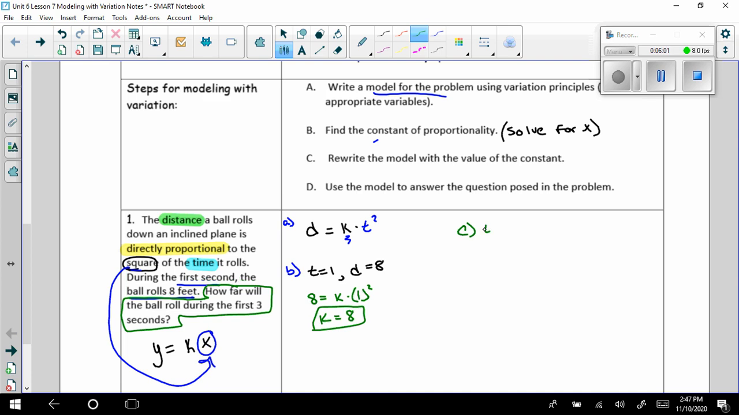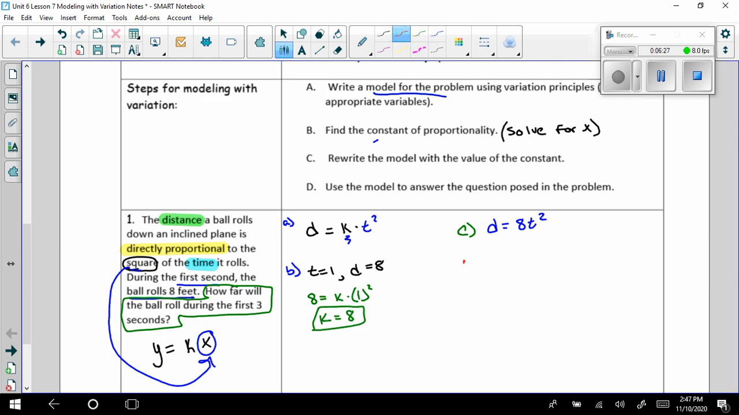So part C, we know that time is 3. We want to know the distance. And so we're going to now plug in everything else that we know. Or sorry, part C says to rewrite the model. So part C is saying that the equation for this function, and what you would graph in like a graphing calculator, would be d is equal to 8t squared.